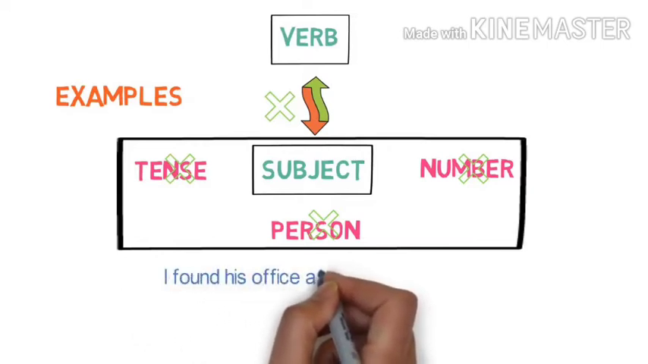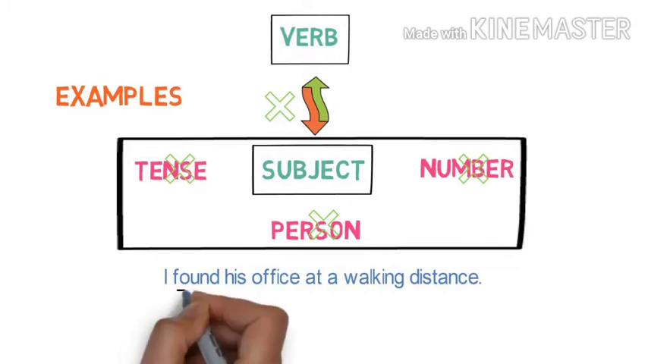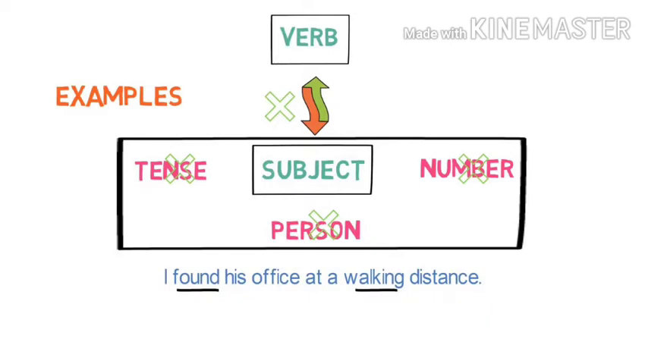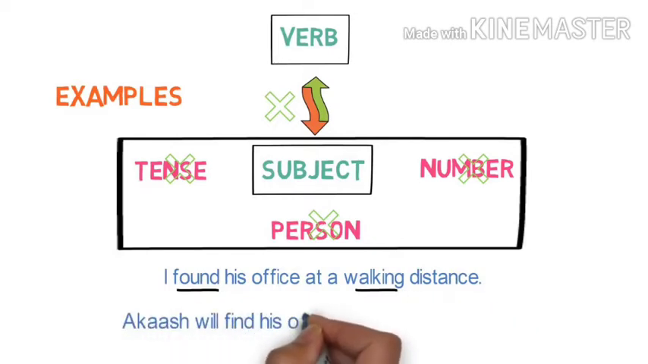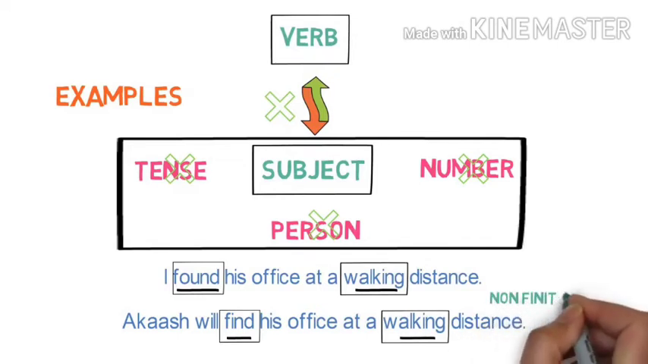I found his office at a walking distance. Here, the subject is in singular form and the sentence is in past form. There are two verbs here, found and walking. Let's look into another example. Akash will find his office at a walking distance. Here, the subject is singular and the sentence is in future form. Here also there are two verbs, find and walking. Now you can see that one verb found changed to find, but the other verb walking didn't change in both the cases and doesn't function as a main verb in the sentence. So, it's a non-finite verb.